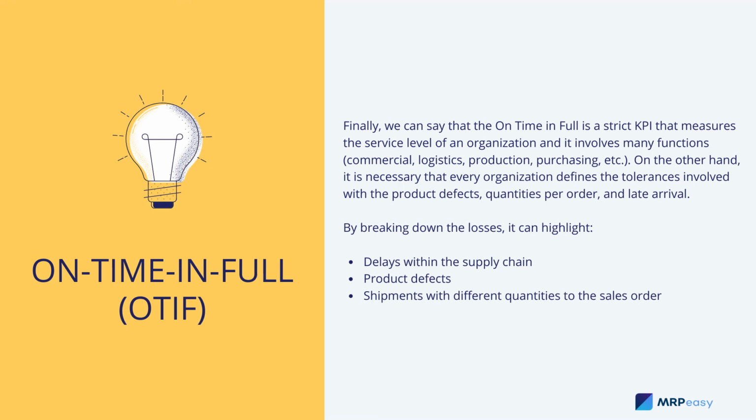Finally, we can say that the on time in full is a strict KPI that measures the service level of an organization, and it involves many functions: commercial, logistics, production, purchasing, etc. On the other hand, it is necessary that every organization defines the tolerances involved with the product defects, quantities per order, and late arrival. By breaking down the losses, it can highlight delays within the supply chain, product defects, shipments with different quantities to the sales order.